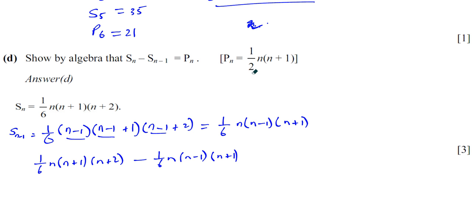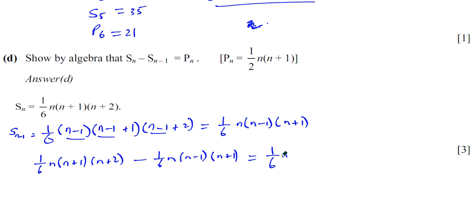It's very long-winded if we actually expanded everything and then tried to simplify it to this. It would still work, you'd get the right answer, but there's a lot of expanding to do. What's much easier for us to do here is to look for common factors in these two. Now what's common in these two? Well, you've got 1/6 is common. You've got an n that's common. And you've got here n plus 1 and n plus 1 is also common.